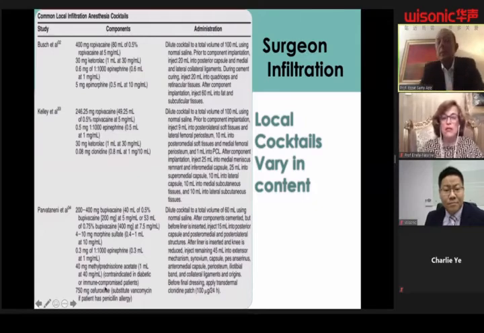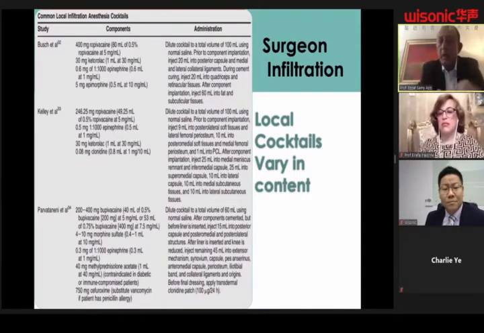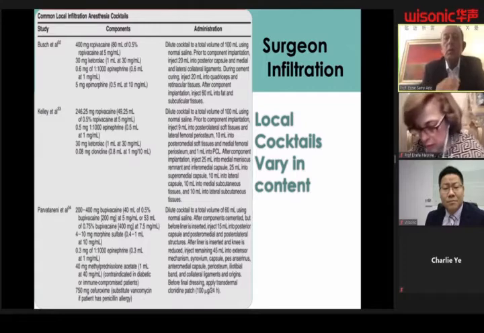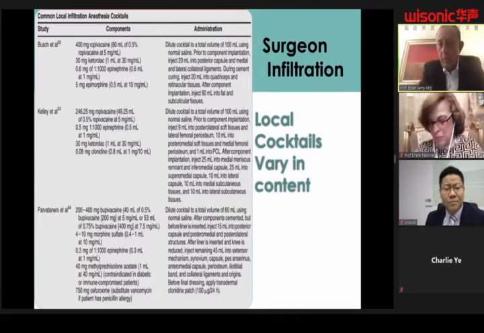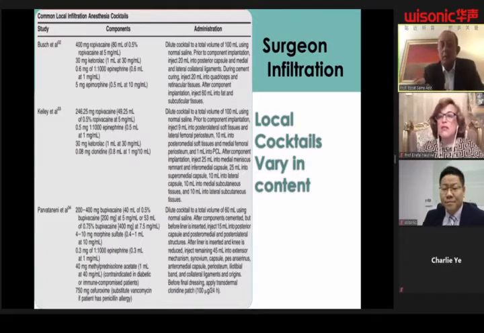But something very important. If you do an adductor canal block, you're going to use 20 mils of local anesthetic. And the surgeon will inject another 100. So you have to be in communication with the surgeon so that you will not exceed the toxic dose of local anesthetic. So always have a chat with the surgeon. It's better that you prepare the local anesthetic solution for him so that you won't exceed the toxic dose of local anesthetics.